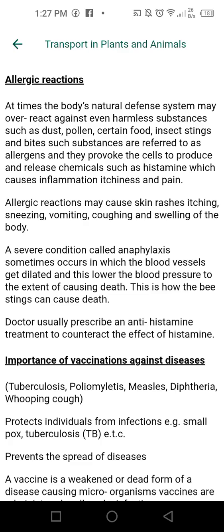A severe condition called anaphylaxis sometimes occurs, in which the blood vessels get dilated and this lowers the blood pressure to the extent of causing death. This is how bee stings can cause death. Doctors usually prescribe an antihistamine treatment to counteract the effect of histamine.